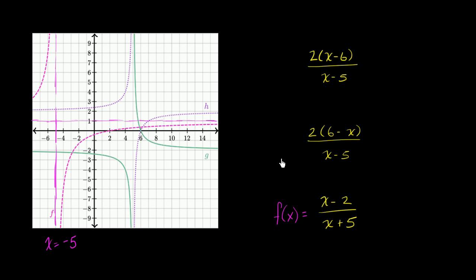And let's see, is there anything else interesting? Well, when does this equal 0? When the numerator equals 0, when x is equal to 2. And we see that's indeed the case for f right over there. So I'm feeling really good that this is our f of x.